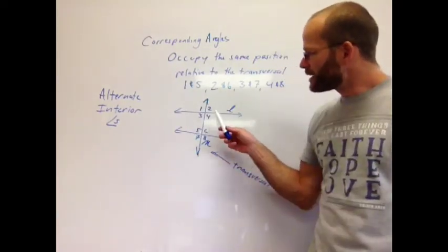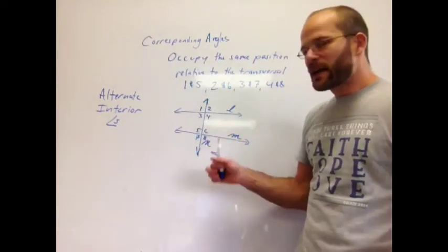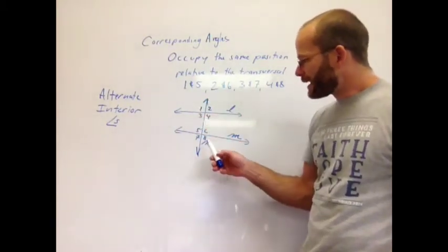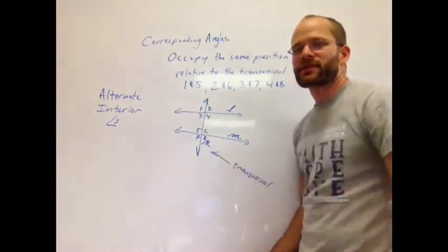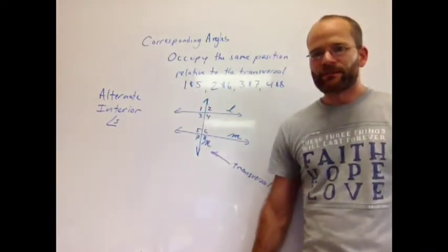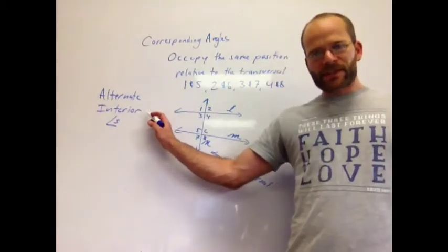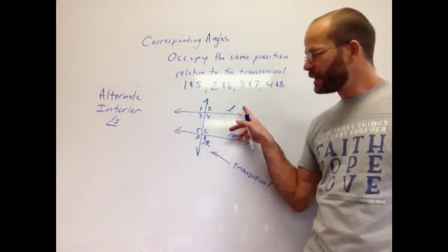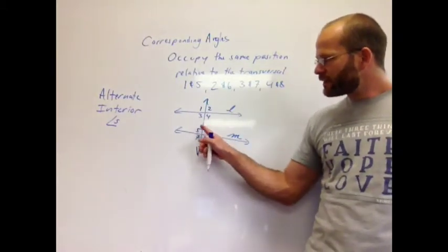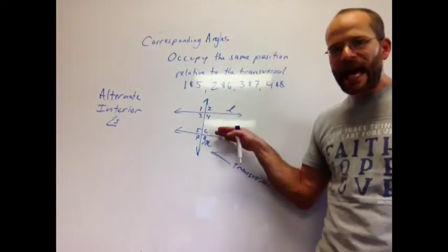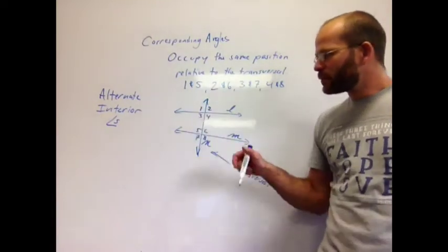So for instance, angle 2 and angle 3 are on alternate sides of the transversal. Angle 1 and angle 8 are on alternate sides of the transversal. So that's what the first word means. Alternate means opposite sides of the transversal. Interior refers to the angle's position relative to the two coplanar lines. Okay? So when I talk about angles 3, 4, 5, and 6, they're all interior angles. They're all inside of these two coplanar lines.